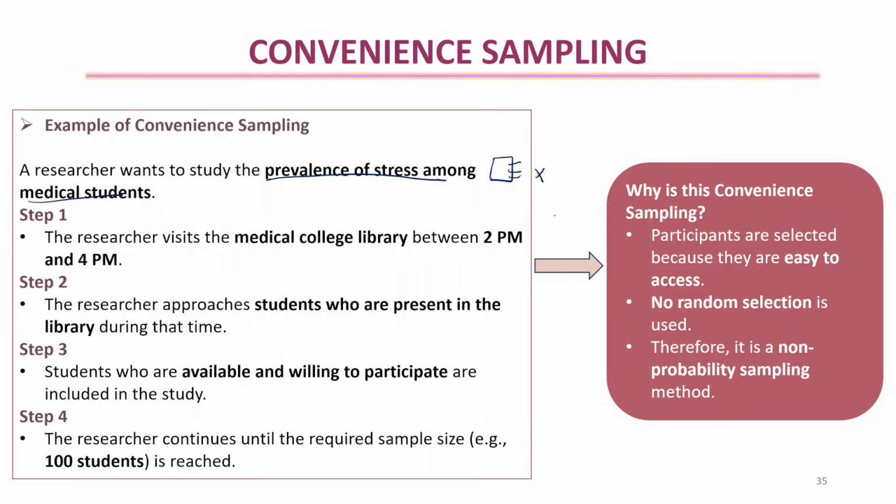Why is this convenience sampling? Because participants are selected only because they are easy to access. No random selection is used. Students studying in classrooms, hostels, or outside the library have no chance of being selected. That's why this is a non-probability sampling method.